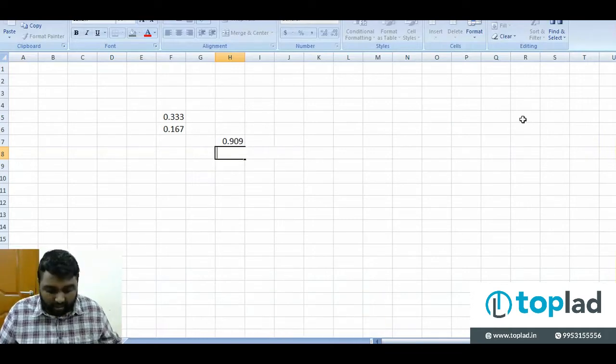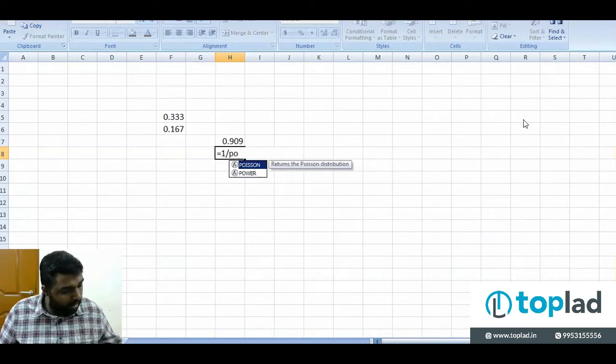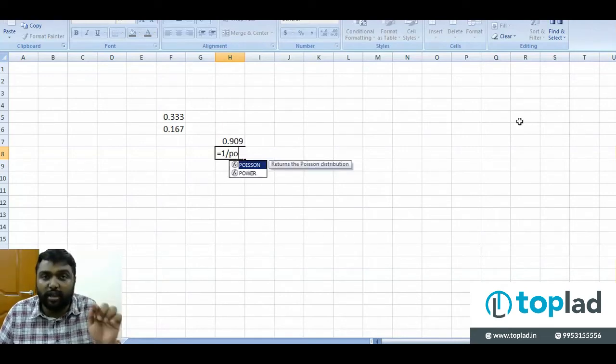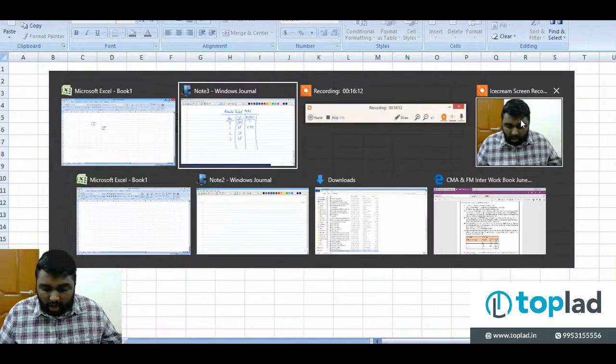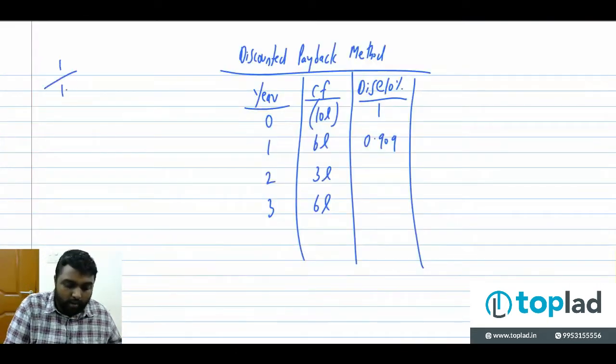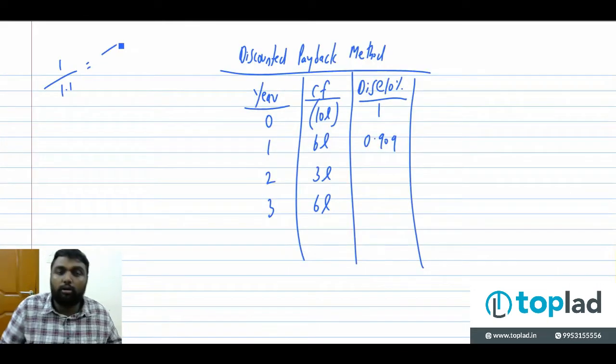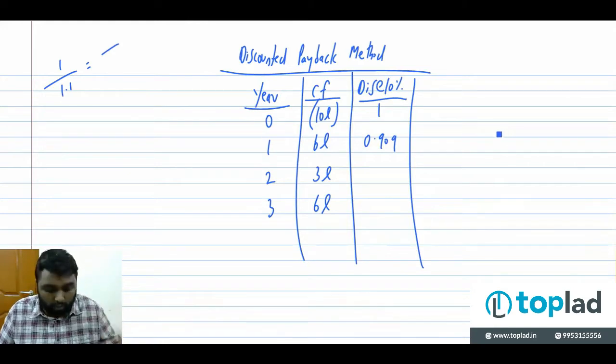So we will discuss how to approach 1 divided by power of. In your calculator it is very easy, you can just click it. If you make 1 divided by 1.1 equal to, and keep pressing equal to, you will get the value for each year.